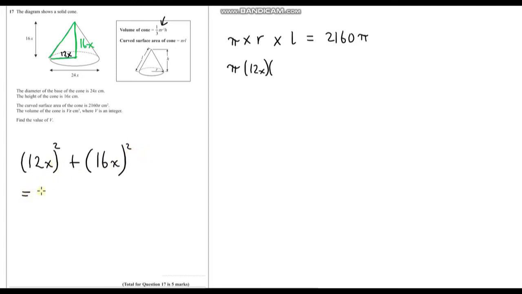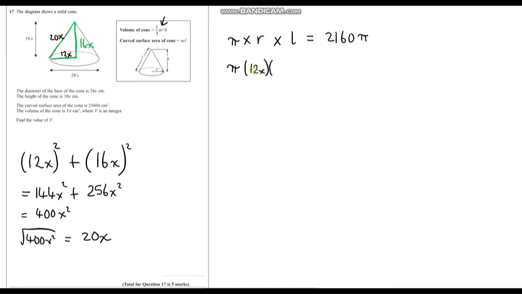So what is 12x squared? That's going to be 144x squared. 16x squared is going to be, what's 16 squared? 16 squared is 256, so it's going to be 256x squared. Let's add those together. We get 400x squared. Now we just need to take the square root of that. The square root of 400 is 20, and the square root of x squared is just x. It's going to be 20x. So we know that the slant length is 20x.